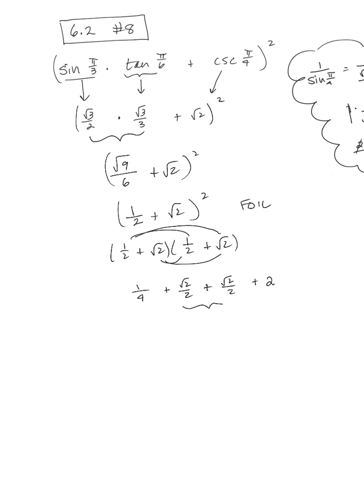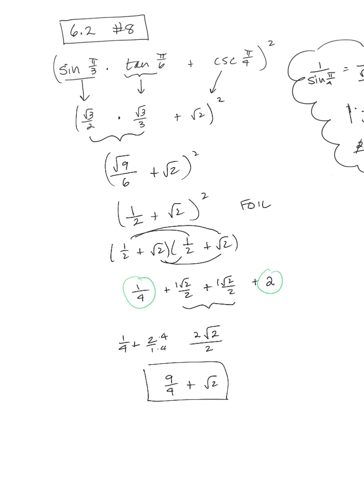And so these combine: 1/2 square root of 2 plus another 1/2 square root of 2 would just add up to 2 square root of 2 over 2. So that simplifies down to just square root of 2. And then I have to add 1/4 and 2. Just getting a common denominator there, that would give us 1/4 plus 8/4. So that would be 9/4. All right, there we go.